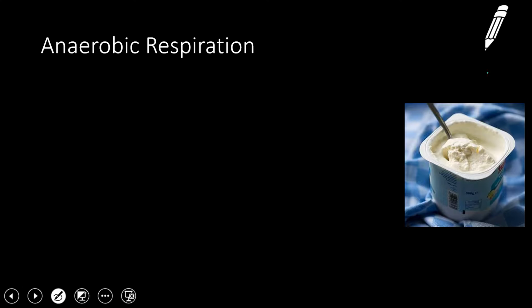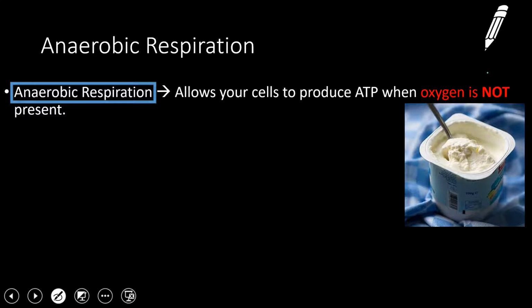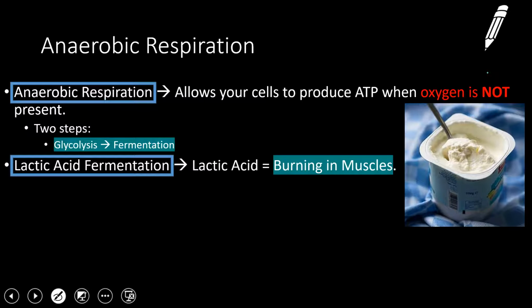So here's what happens in anaerobic respiration. It allows your cells to make ATP when oxygen is not present. There are two steps to it. Glycolysis, which is exactly the same as the glycolysis we saw before, and the second step is fermentation. For us, the type of fermentation is called lactic acid fermentation. During fermentation for us, we make lactic acid, and that's what causes that burning sensation in your muscles. And then eventually you have to stop because it becomes too much.